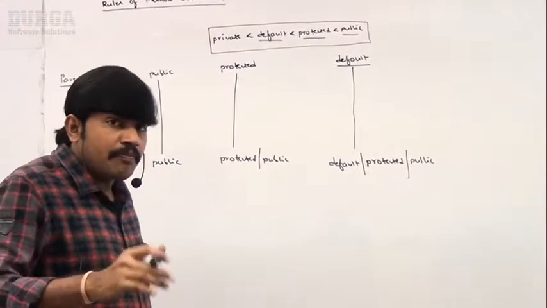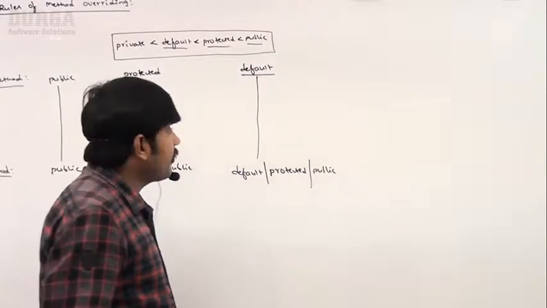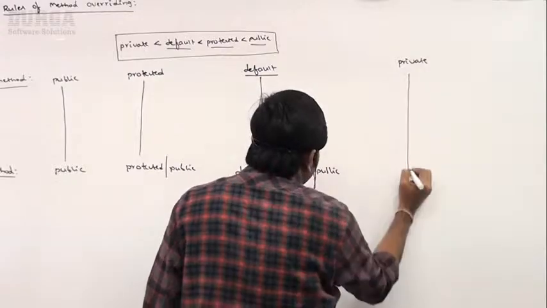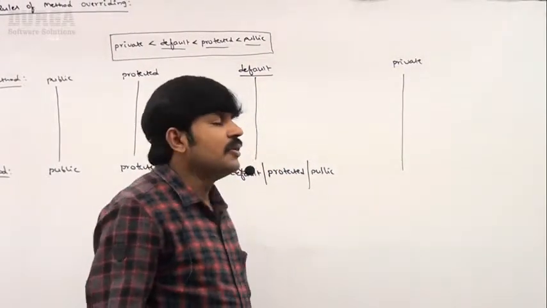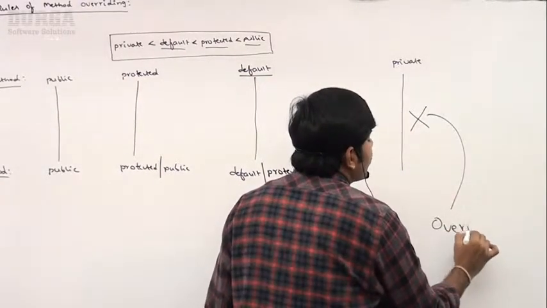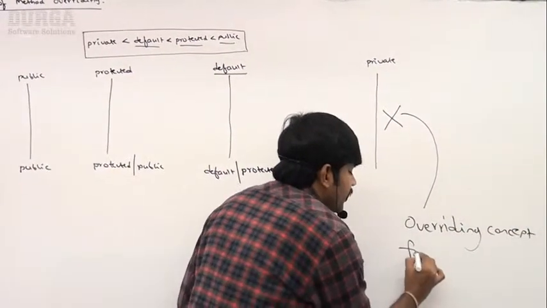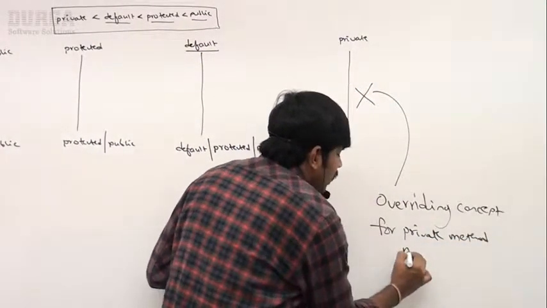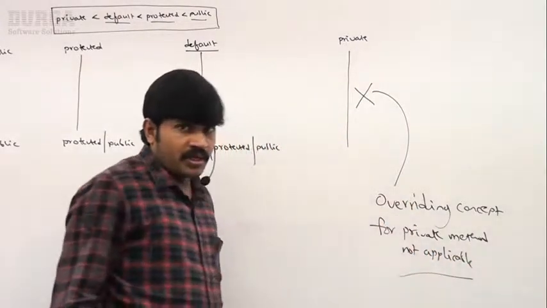Next, if the parent class method is private, what about the child class modifiers? There are no restrictions, because the overriding concept is not applicable for private methods. Remember this one, we already covered this point clearly in the last video.